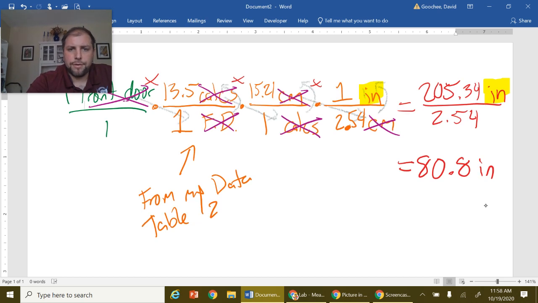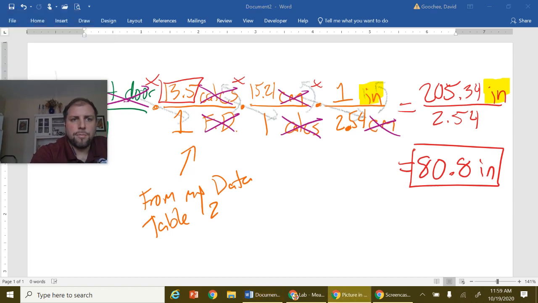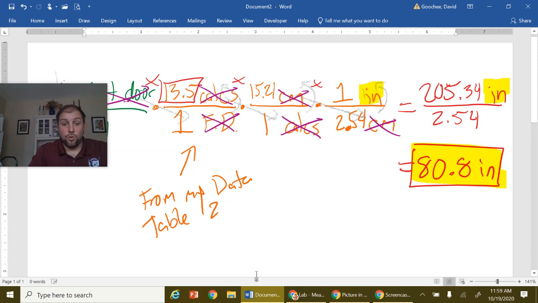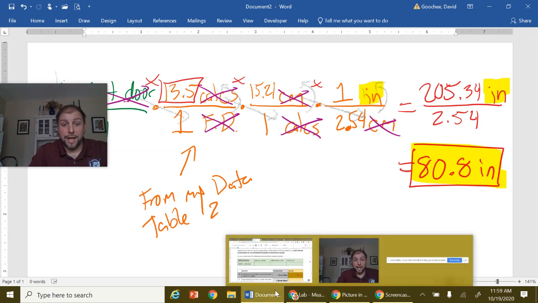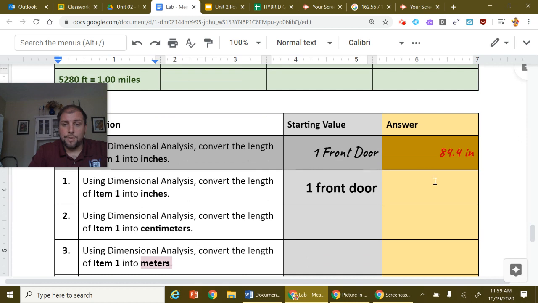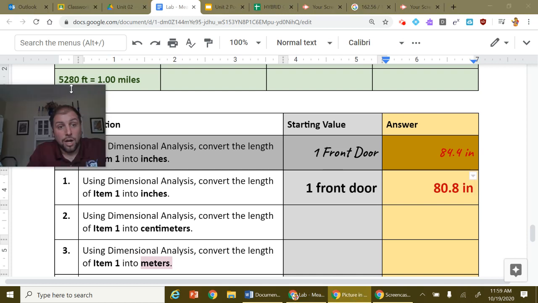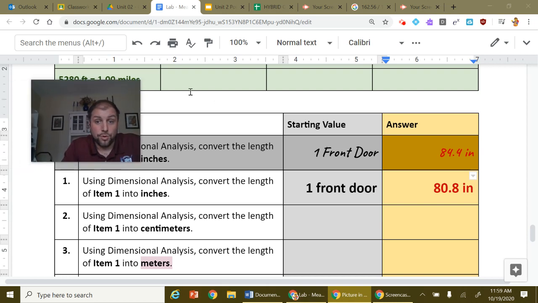inches, about. I was able to measure the front door to 3 significant figures of calculators, so I'm keeping 3 significant figures. The front door is 80.8 inches tall. And so I'd go to my lab and enter that in. I would say this front door was 80.8 inches tall. And that's my first one. Later, after class, I'll upload more videos where I work on some of the other ones as well. Good luck, guys.